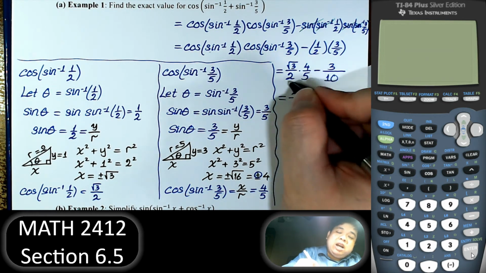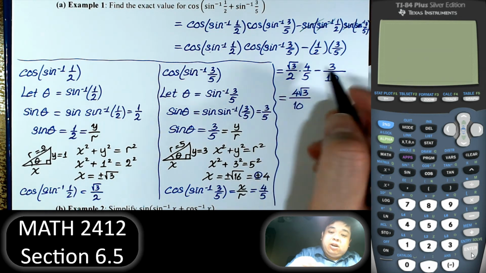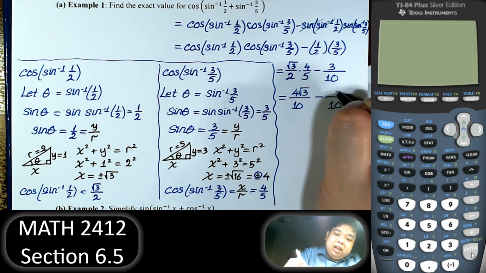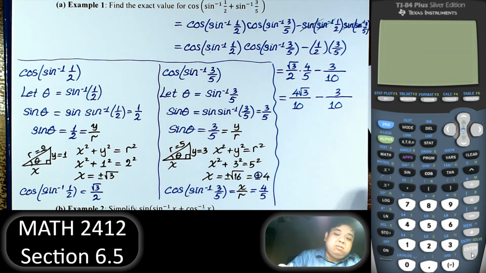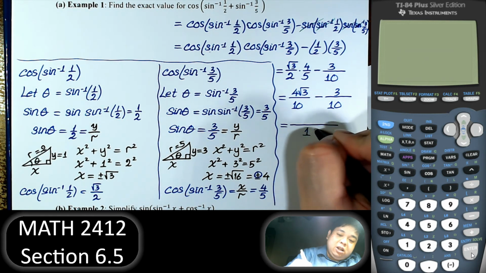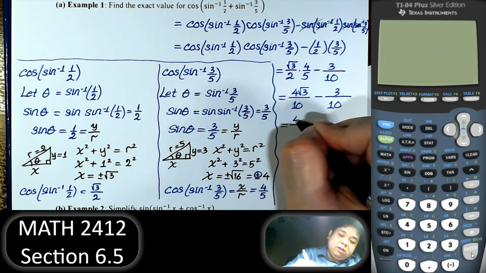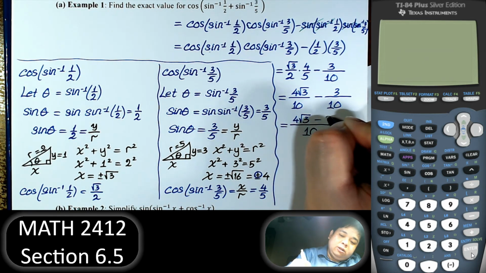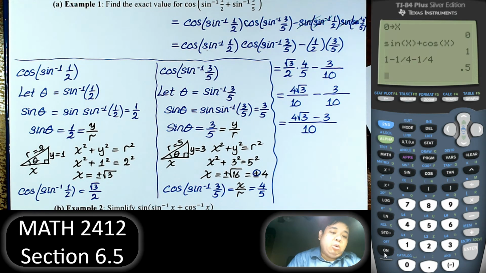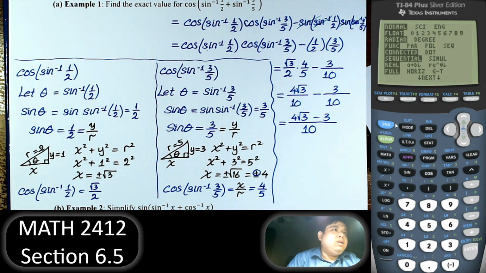Of course, we don't want to cancel the 4 and the 2 here, because the common denominator is 10. We don't want to mess with that. Even though we can simplify the 4 and 10, it's more convenient to just leave it as is. So we have the common denominator. That's what we have. So of course, we should check. I don't think degree or radian is a problem here. So let's just keep it in radian.